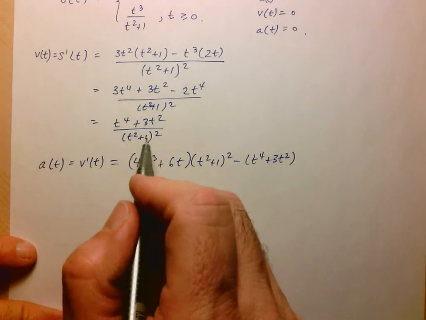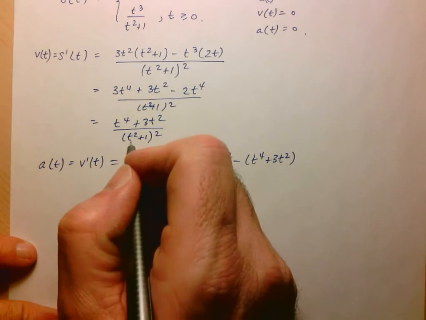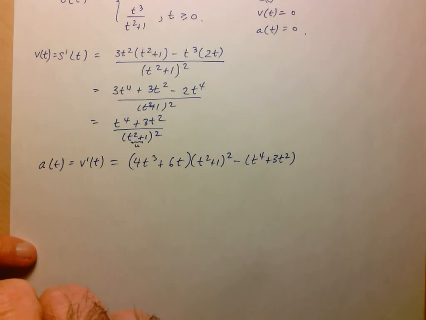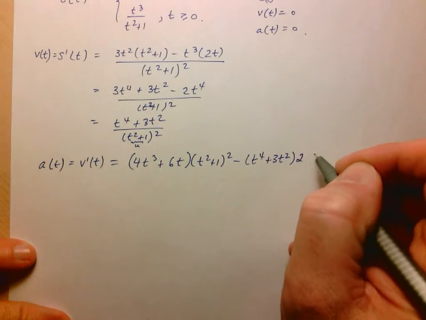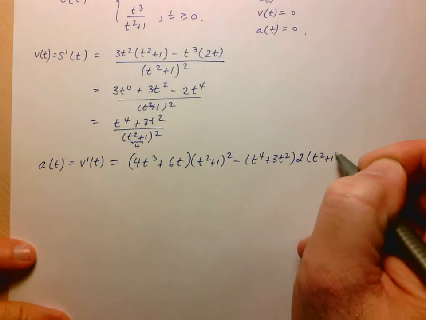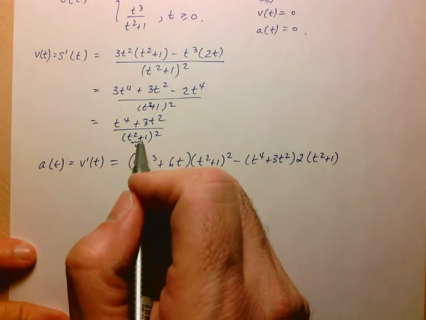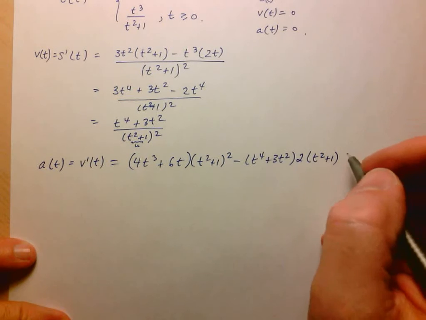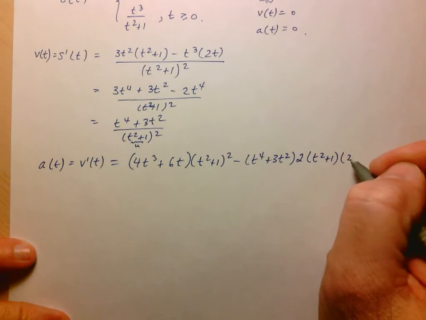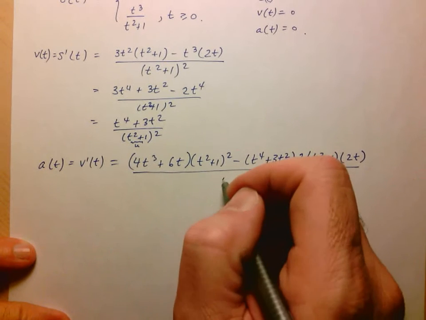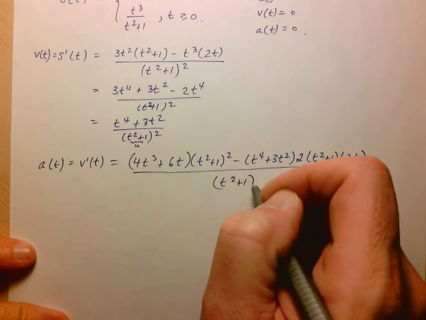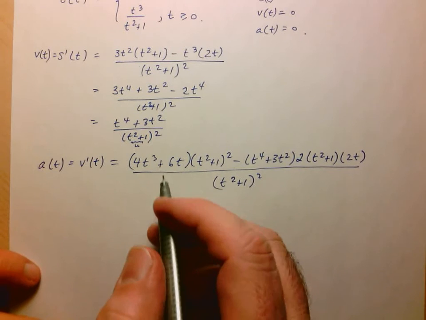Now here we've got to be careful, because we're going to have to use the chain rule. So this inside here is going to be my u. So first I take the derivative of u squared, which is 2u, so 2 times t squared plus 1, and then times the derivative of u with respect to t in this case, so that's just 2t, all over t squared plus 1 squared. So let's actually simplify this.